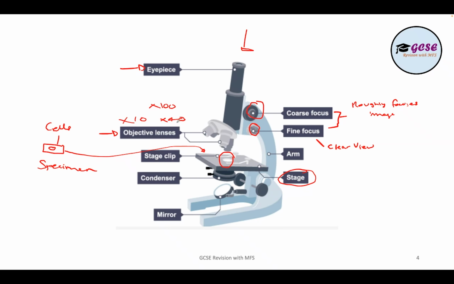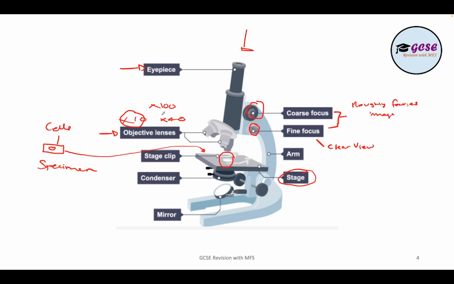And then you start off with the lowest powered objective lens, so times 10 magnification, and then you gradually increase. So first view it at the lowest powered objective lens, looking down on the stage, and then you can focus the knobs until you have an image which is roughly in focus, and then use the fine focusing knob to get a clear view of your specimen.